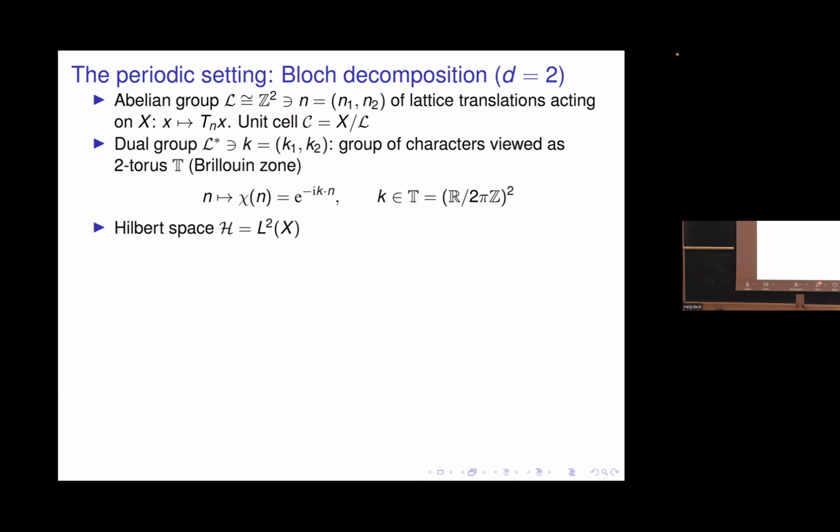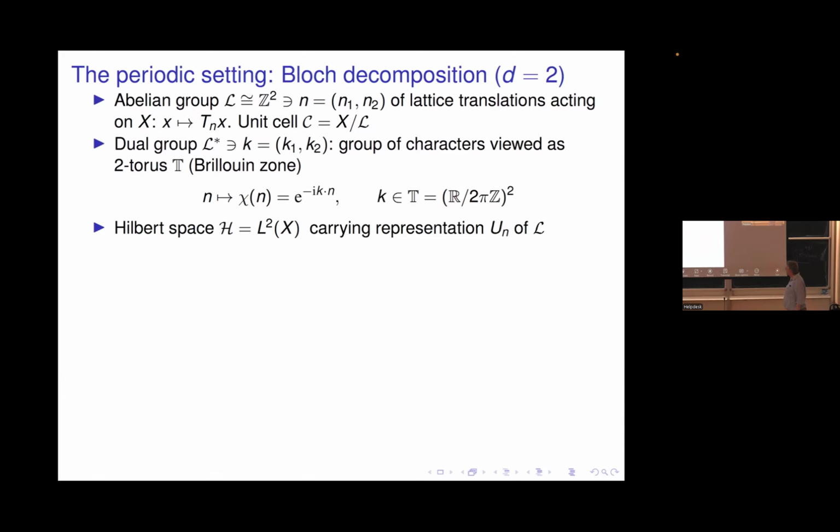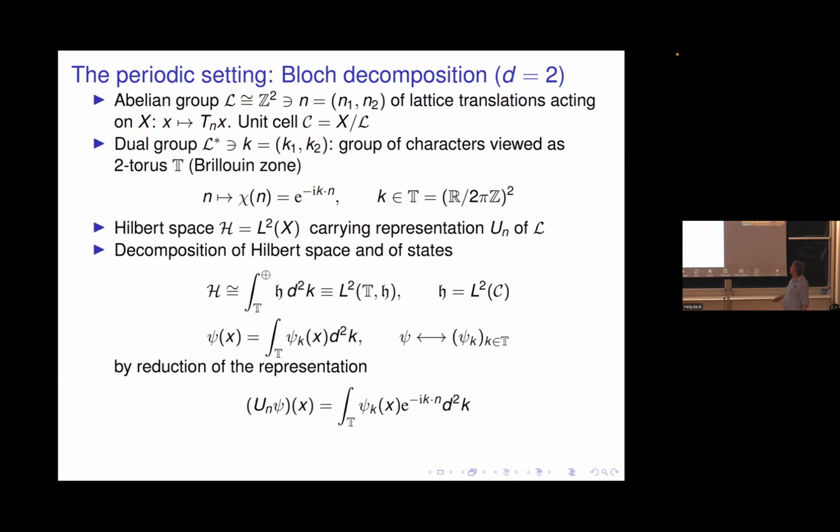Then we have a Hilbert space, which is first the Hilbert space of functions on the plane, and on there, you may add some internal degrees of freedom by C^n, not a big deal. And then the wave functions may be translated, so that the Hilbert space carries a representation of our abelian group of translations, and each translation vector n is represented by a unitary operator on the space.